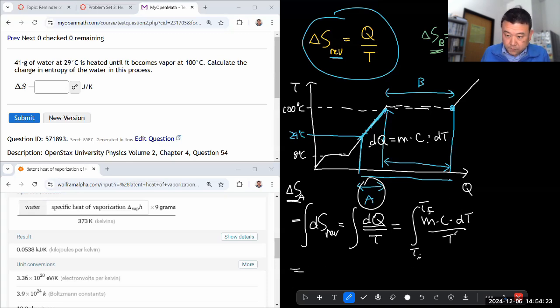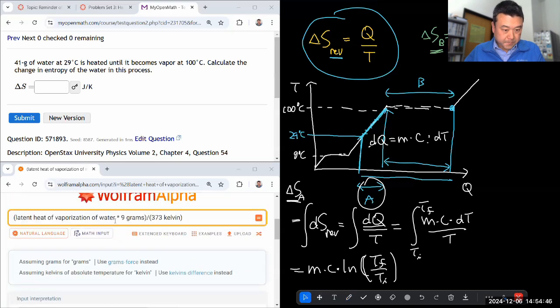So let me quickly do this integral. That's 1 over x, so it's going to be m times c times the natural log, evaluated at the two limits. I'm just going to do the logarithm algebra in my head. That'll be the natural log of T final over T initial, and I'll be careful to express these in absolute temperature terms. So for A, it's going to be the specific heat capacity of water times the 41 grams times the natural log of the final temperature, 373 Kelvin, the boiling temperature of water, divided by the initial temperature, 29 degrees C, which is adding 273, that's 302 Kelvin. So that is the entropy change, I think, for part A.